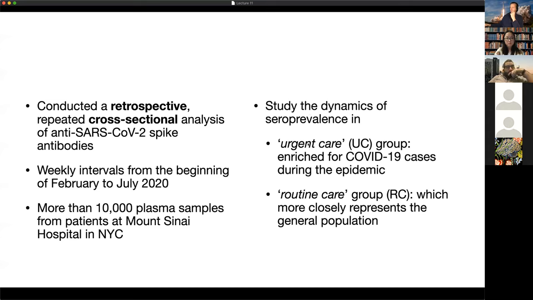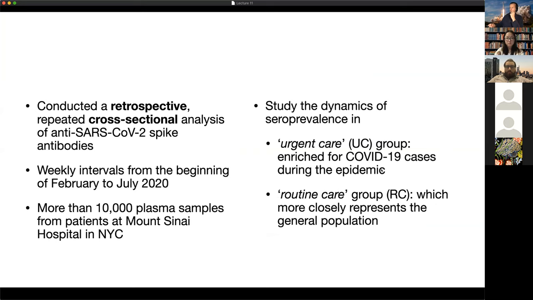They looked at this population and split it into two arms based on what kind of care the patients were after. So they had the urgent care group, people that went to urgent care or the emergency room, and that was enriched for COVID-19 cases during the epidemic, especially for severe cases. And then you had the routine care group, which more closely resembles the general population.